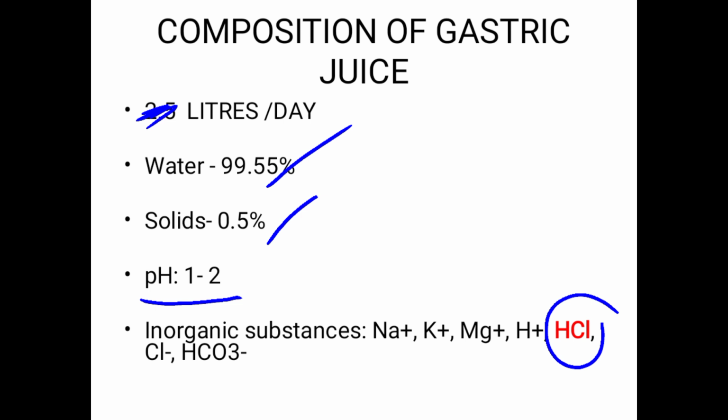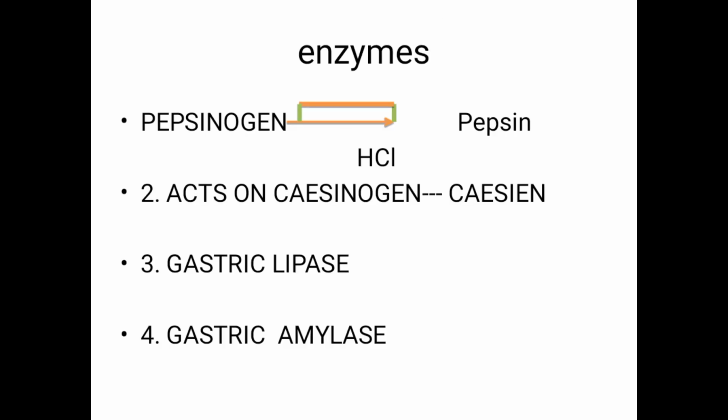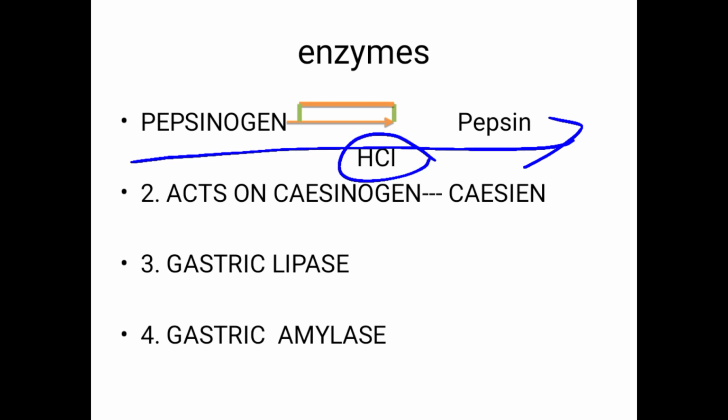Inorganic substances like sodium, potassium, magnesium, H+, chloride and bicarbonate are present in very small amounts. Next come the enzymes, which are very important for the digestion of food. One is pepsinogen, which gets converted into pepsin in the presence of HCl. You have to remember that all the enzymes are in inactive form.